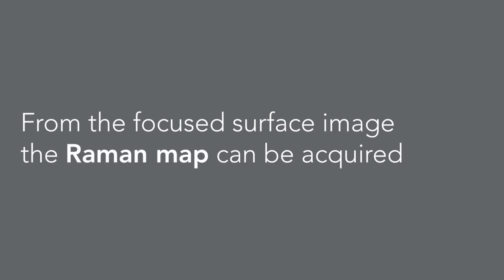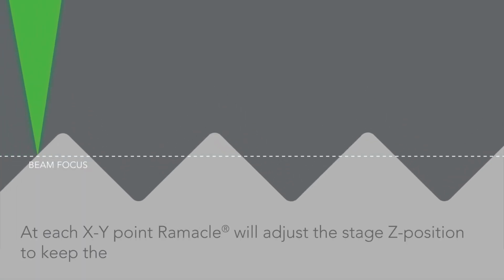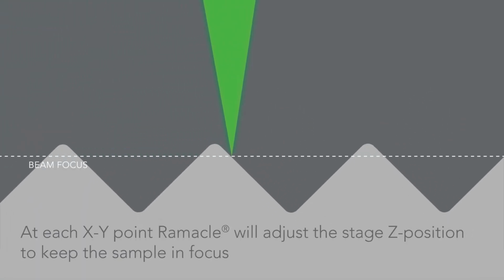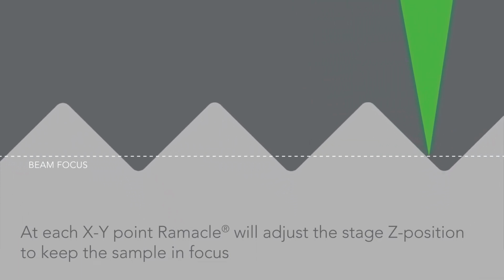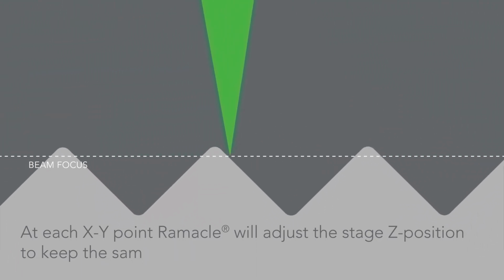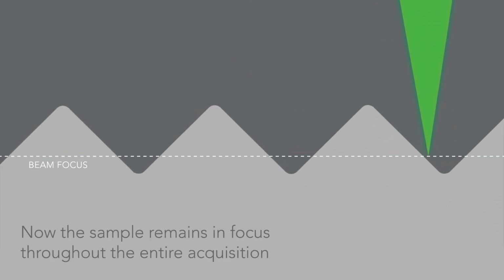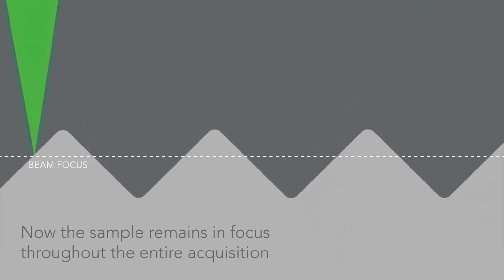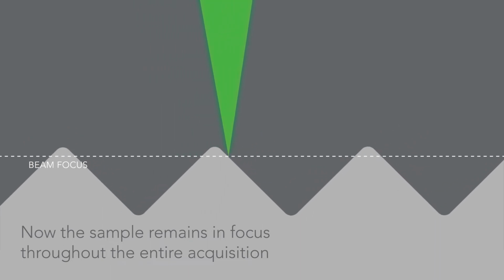We can now move on to step 2, Raman mapping the surface, where the Z values that are needed are known from the surface image that we just built. At each XY map point, Ramacle will adjust the stage Z position, keeping the laser in perfect focus with the sample for the entire measurement.